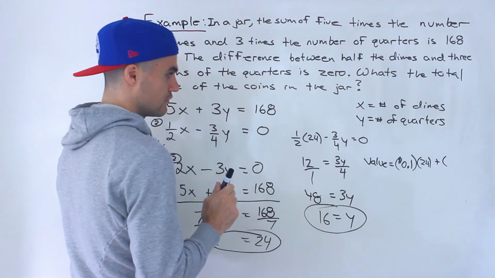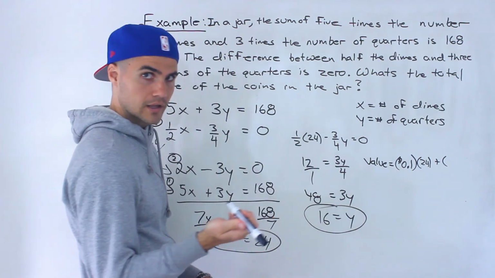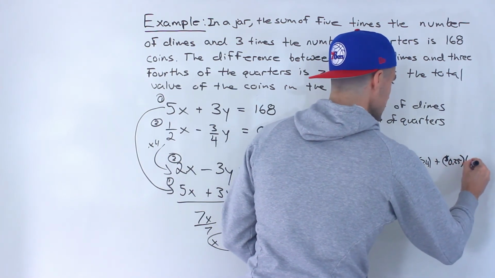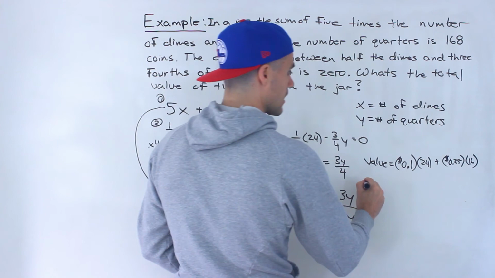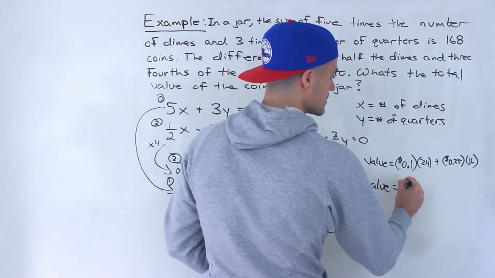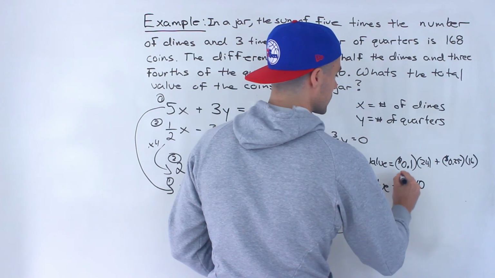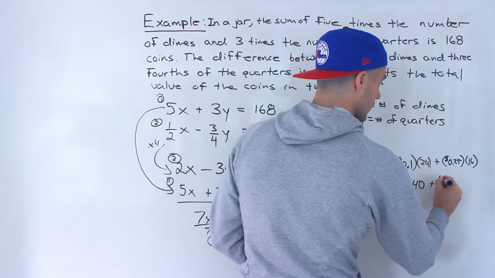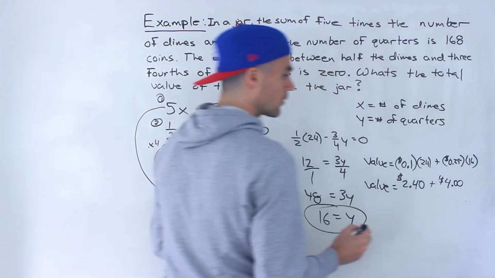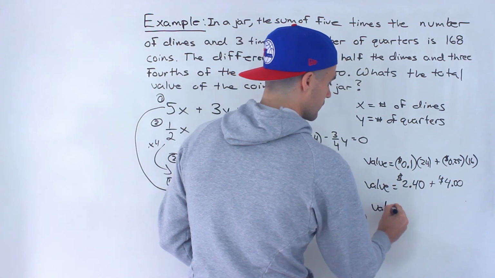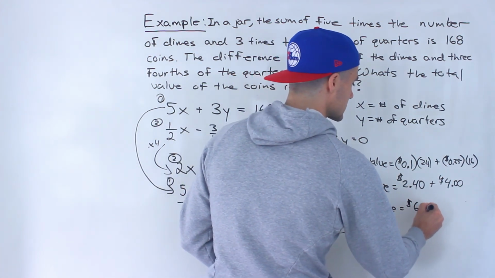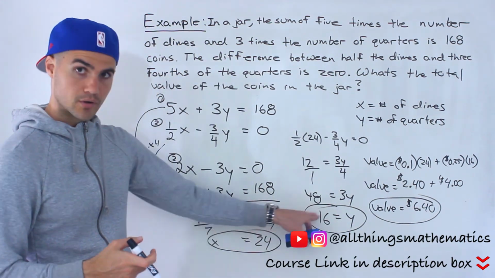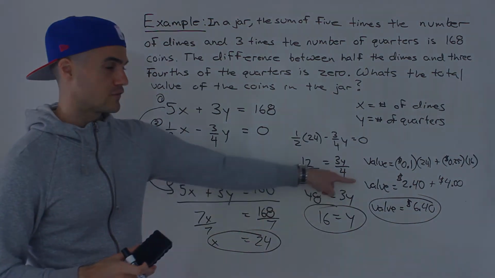And then the value of a quarter in dollars is $0.25. And there are 16 quarters. So notice that what we would get here is $2.40. That's the value of 24 dimes. And then 0.25 times 16 gives us $4. That's the value of 16 quarters. Add those up. Total value in the jar is $6.40. Okay, so that's the final answer. So first we have to find the number of each coin, and then we can find the value.